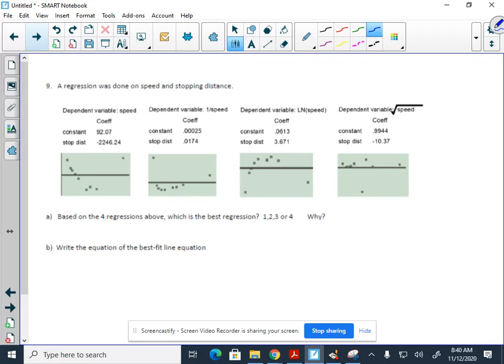Which one's the best regression? Well, this one I see a curve, this one I see a curve, this one I see a curve. That one at least seems the most random. So if I had to pick, it's the 4th one, which is the best regression. It has the most random residuals.